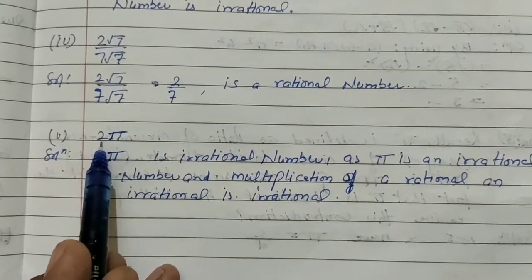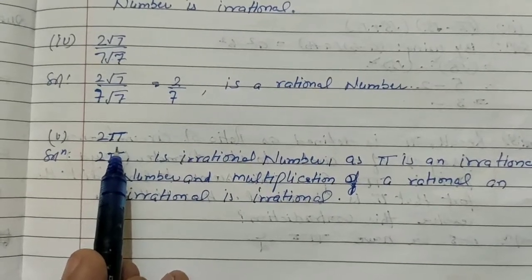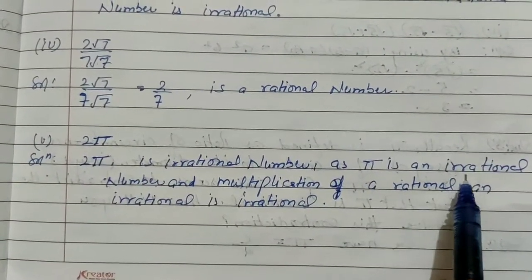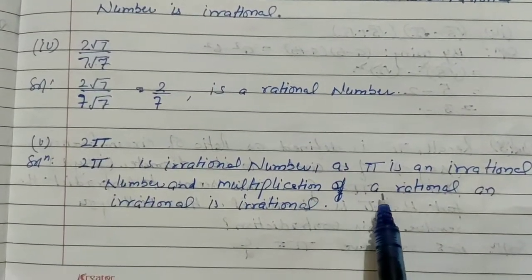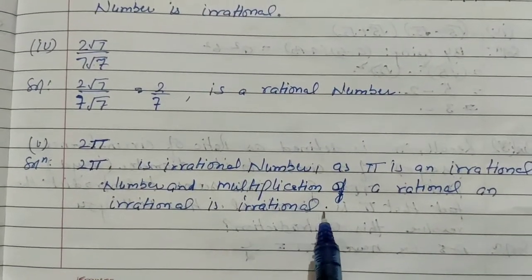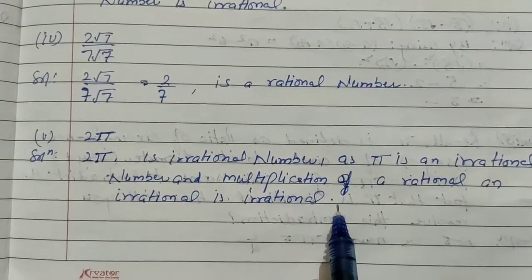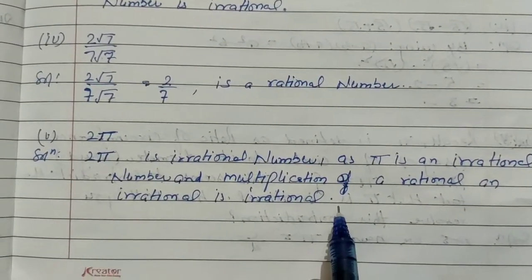So the product of a rational and an irrational number is always an irrational number. So 2 pi is an irrational number as pi is an irrational number, and multiplication of a rational and an irrational is always irrational. So this is all about part number 5 and question number 1. So pause the video and note it down.